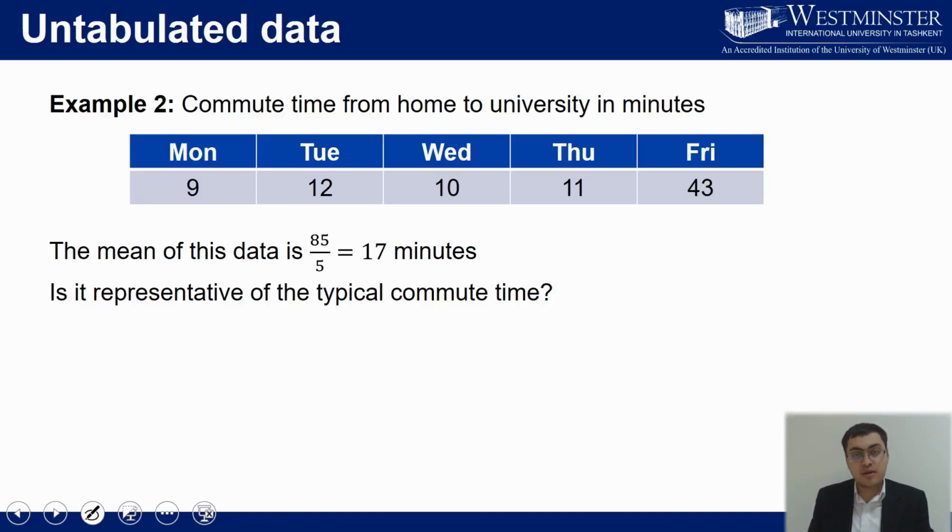Now, straight off the bat, you can see that 17 does not seem to be representative of the typical amount of time it takes for the student to get to the university. So you can see that the first 4 days it took much less than 17 minutes, but then on Friday, because of unseen circumstances, it took them much longer than necessary. So using the mean to describe the average of this data seems to be a bit disingenuous.